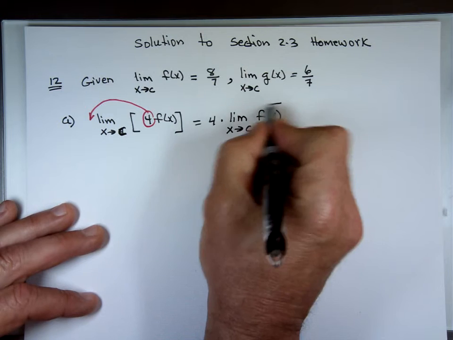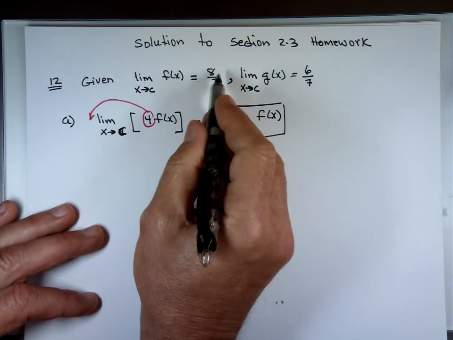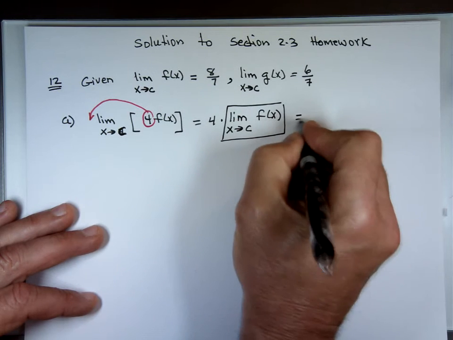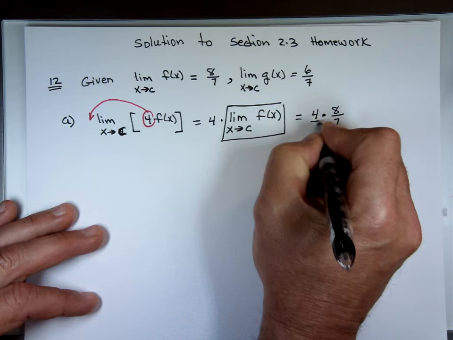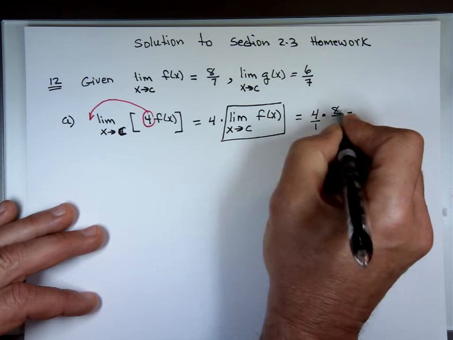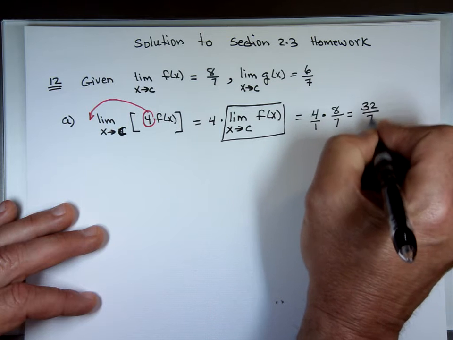Well, we know the answer to this. That was given to us in the problem. That was 8 over 7. That will be 4 times 8 over 7. The 4 is 4 over 1. When you multiply, what's 4 times 8? 32 over 7.